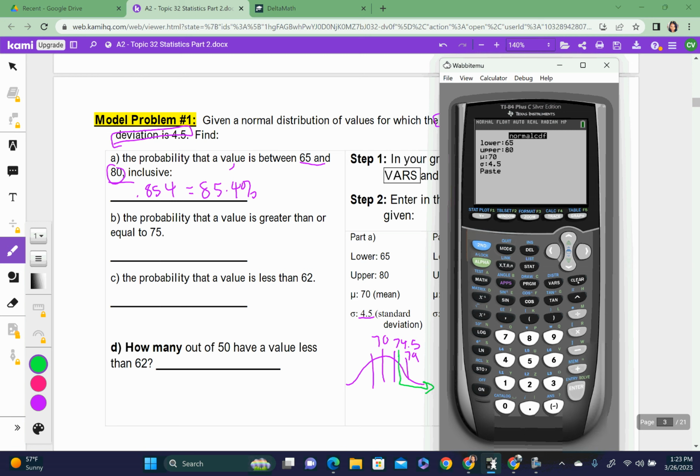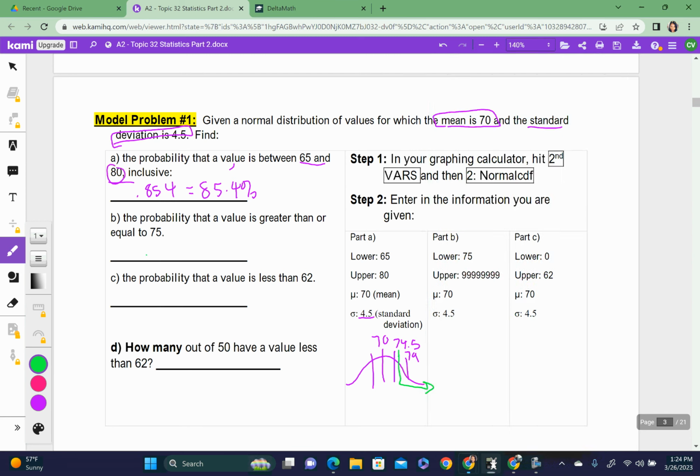So now, let's go ahead and clear this. Now it's saying greater than or equal to 75. That means that 75 is our lowest. So I'm going to put the 75 here. And then for our upper, we don't know what the max number is, the number that's all the way to the right. So what I always do is just put a really big number, a whole bunch of 9s. Our mean is still the same, it's still 70. And our standard deviation is still 4.5. Hit enter, and it gives me 0.133, which is the same thing as 13.3%. All right.